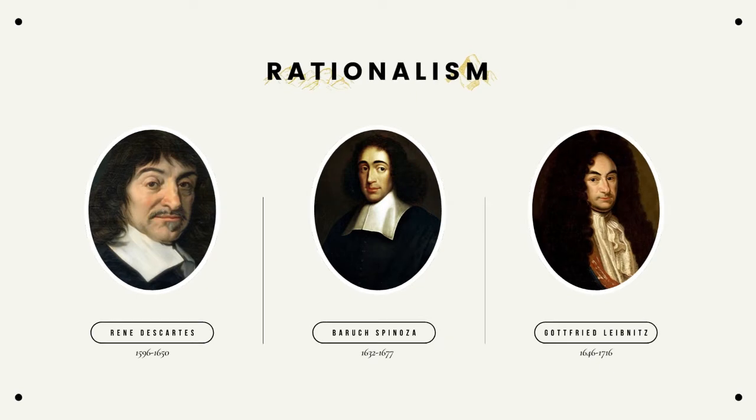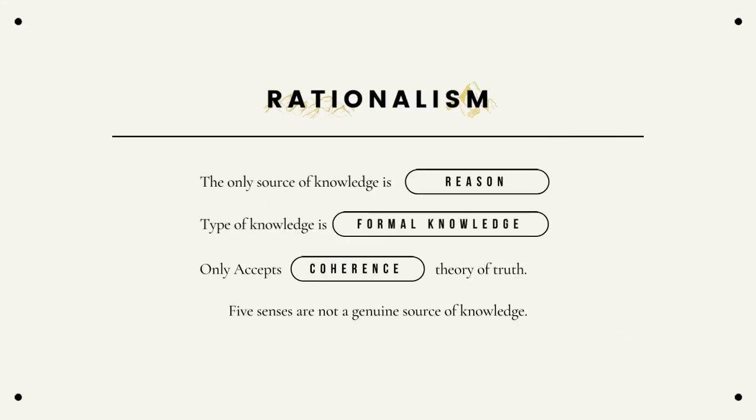Let us begin with the background of rationalism. Rationalism is represented by these philosophers: René Descartes, Baruch Spinoza, and Gottfried Leibniz. According to them, the only source of knowledge is the faculty of reason. And the type of knowledge the source can guarantee is formal knowledge found in the formal sciences. And the rationalists accept only one theory of truth, namely the coherence theory of truth.